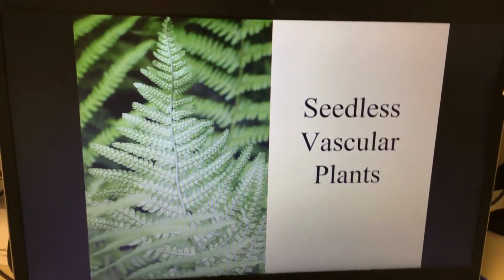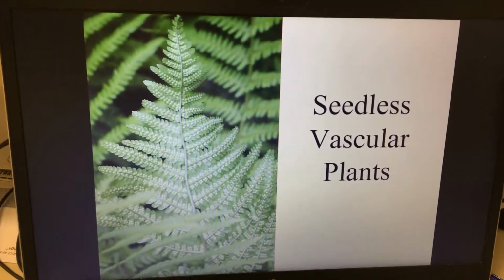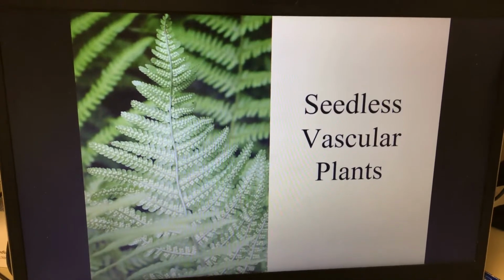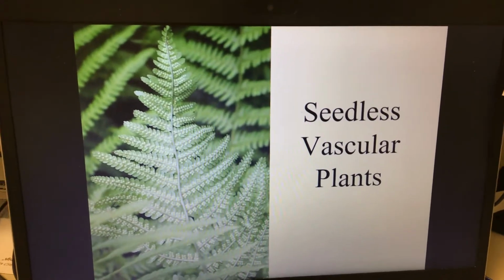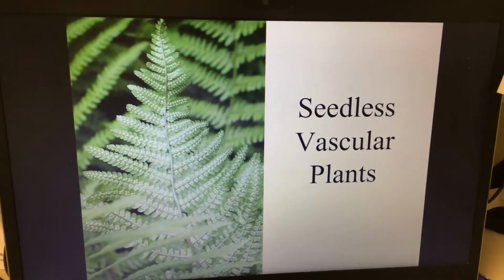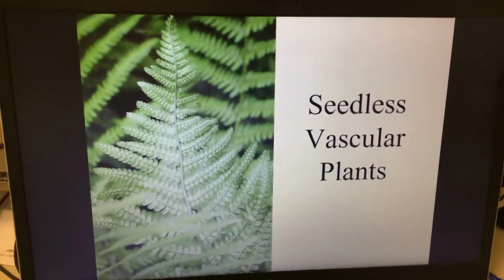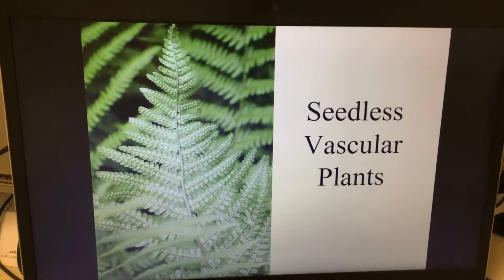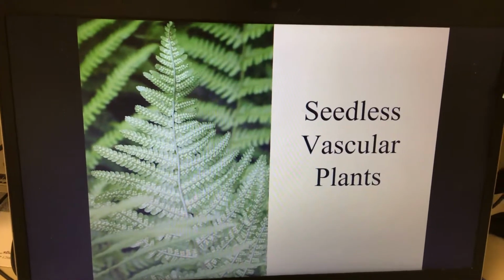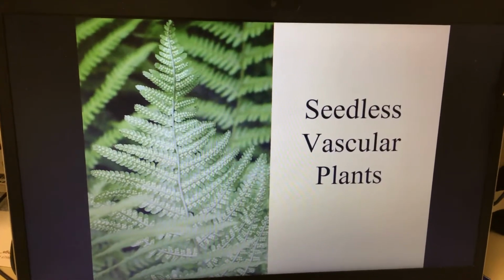Today's heading is seedless vascular plants. You can probably guess by the heading that they still reproduce by spores, but now they have tubes, vessels, and veins, which probably means they're going to be larger.